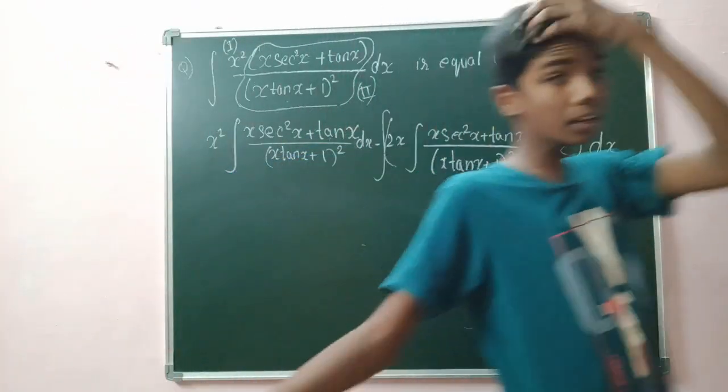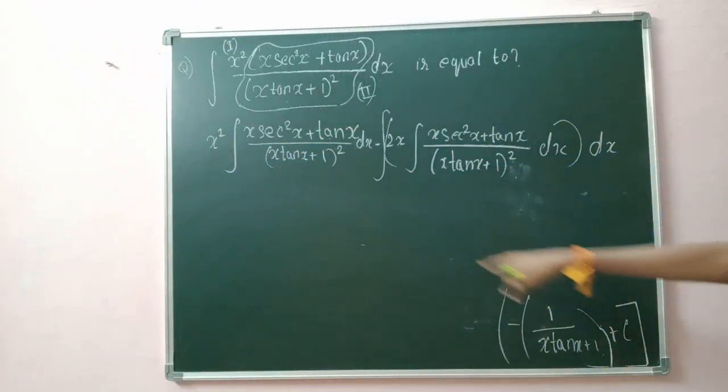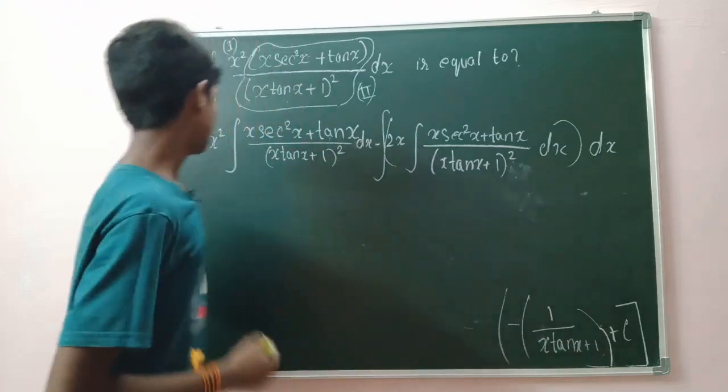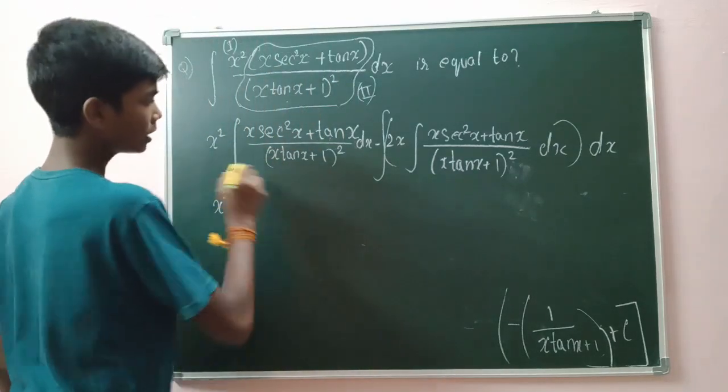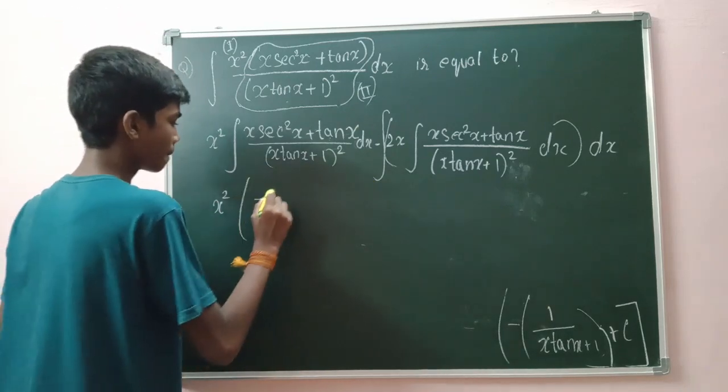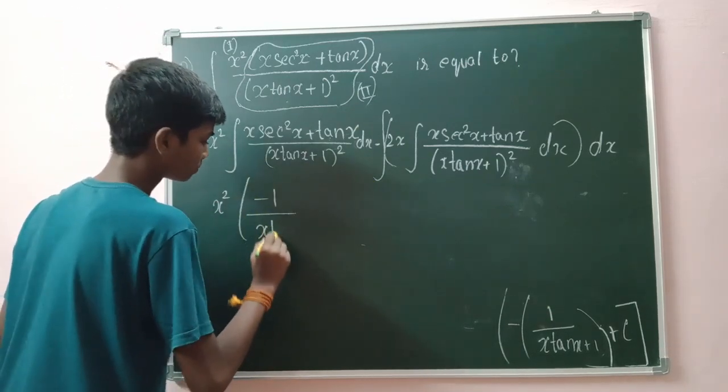So now people, just put in the value of this integral as x square into the value of this particular integral: minus 1 by x tan x plus 1.